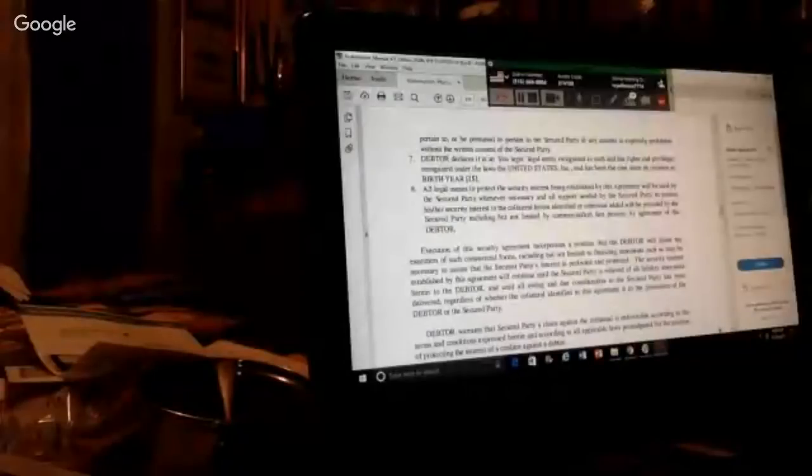All right. So debtor declares that it is an in legis legal entity recognized as such and has rights and privileges recognized under the laws of the United States Incorporation and has been since its creation in birth year, of course, 1789 through 1791 of this final ratification. All legal means to protect the security interests being established by this agreement will be used by the secured party whenever necessary in all support needed by the secured party to protect his, her security interests in the collateral herein identified. Otherwise, aid will be provided by the secured party, including but not limited to commercial tort lien process by agreement of the debtor. So it speaks of the lien process.